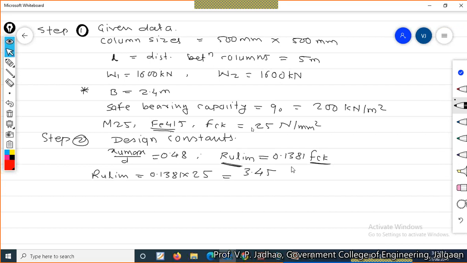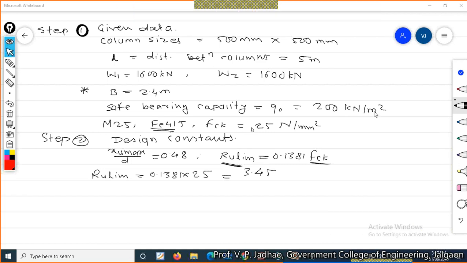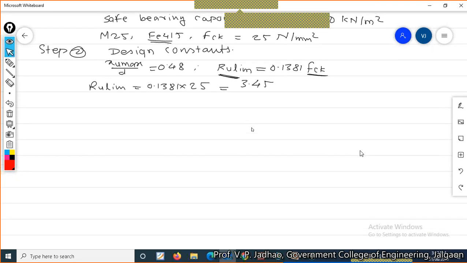So we get 3.45 as the value of RU limiting. Okay, up to this, is there any problem? Whatever I am writing, is it visible to you? Okay, so it is visible. Now we'll go to the next step.